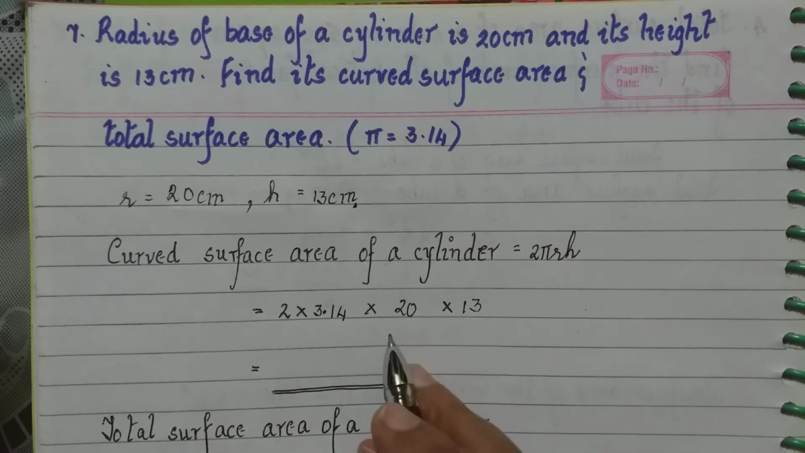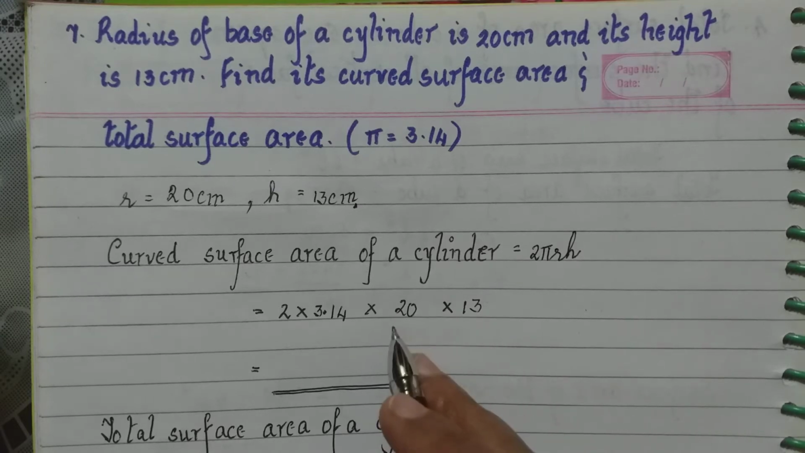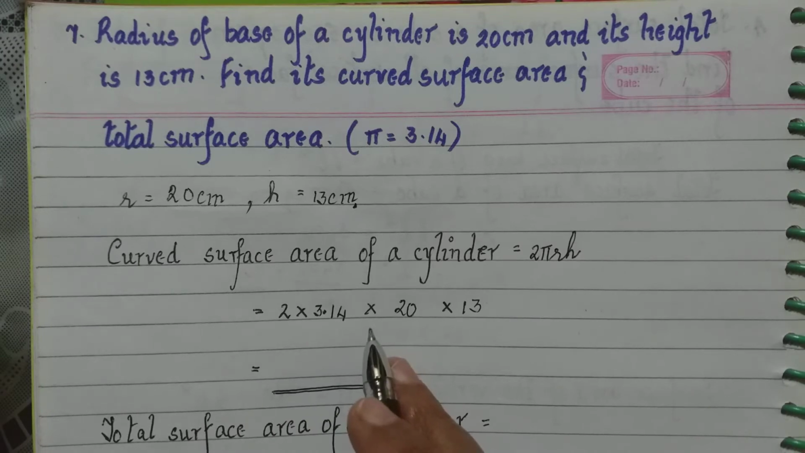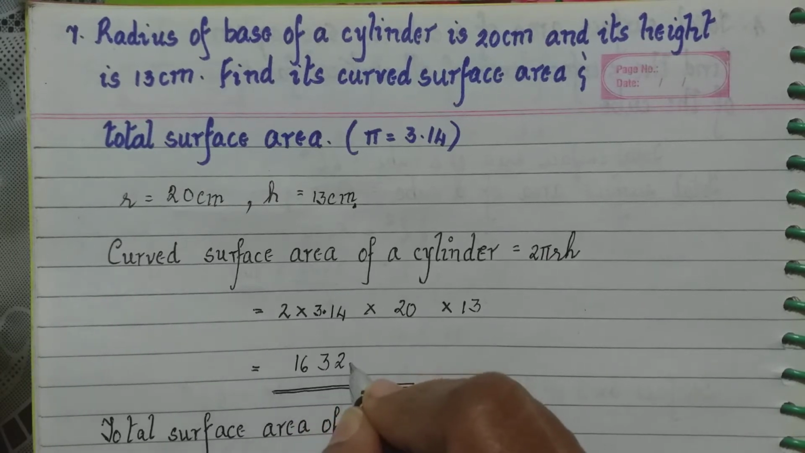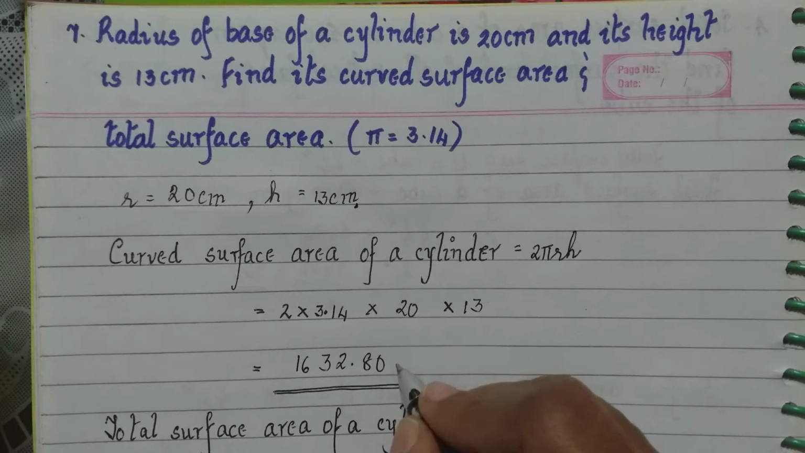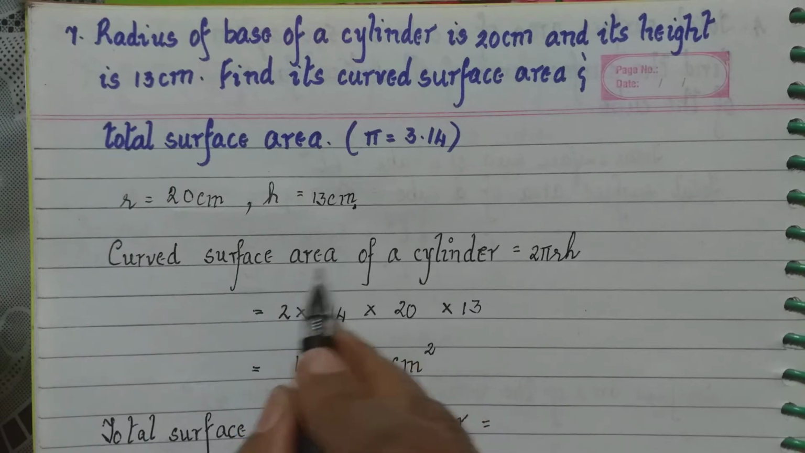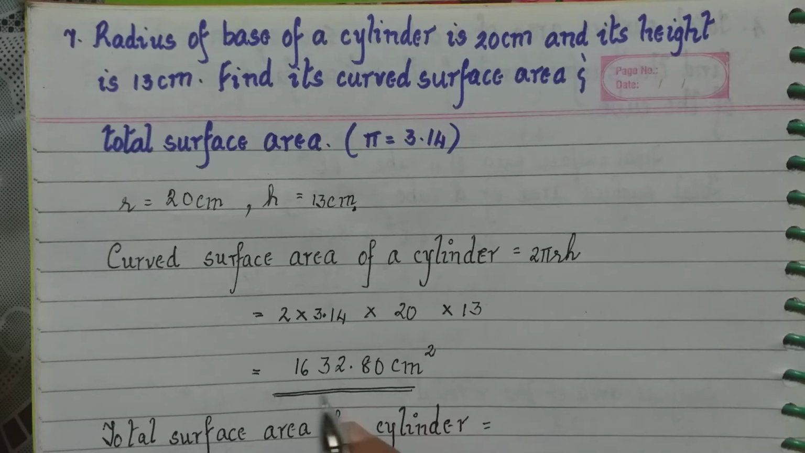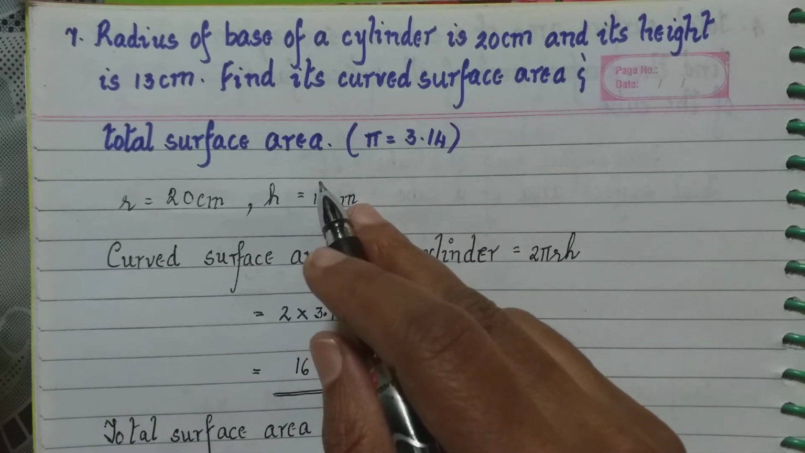We have 13 into 20, 260, 260 into 2 is 520, and 520 into 3.14, if you multiply, you get 1632.80 centimeters square. Note here, we are finding the curved surface area, and area is always in centimeters square. So 1632.80 centimeters square.